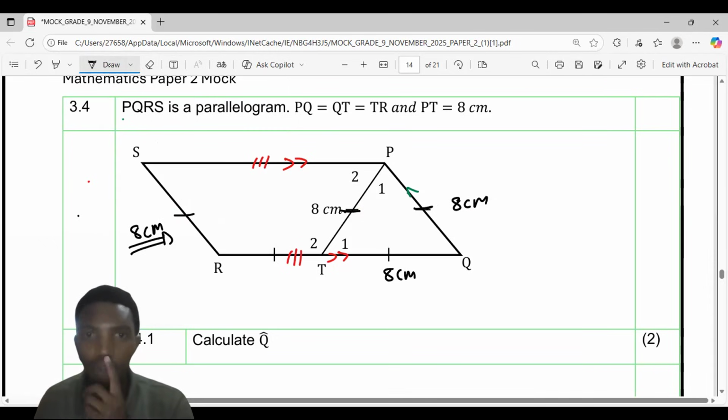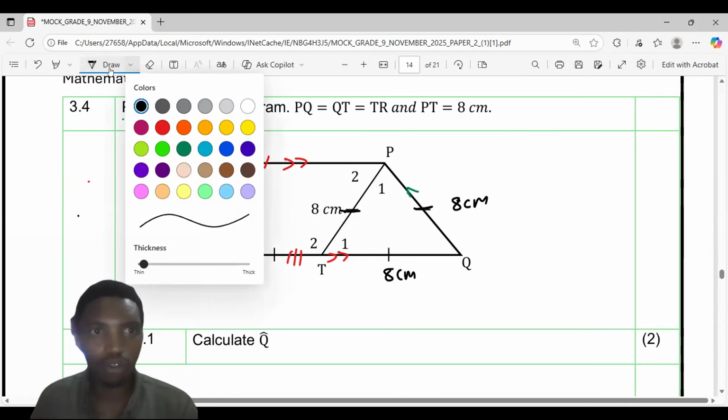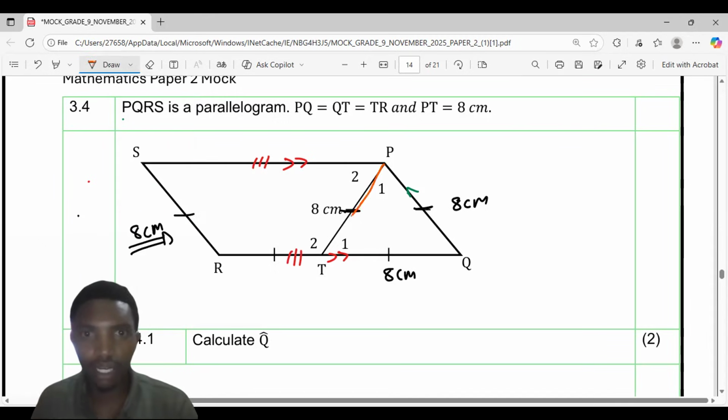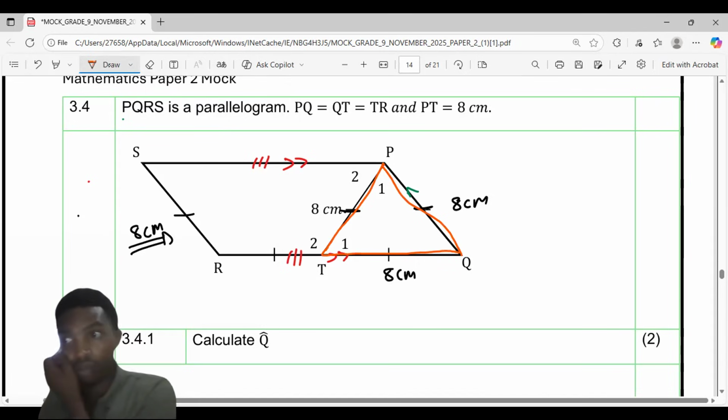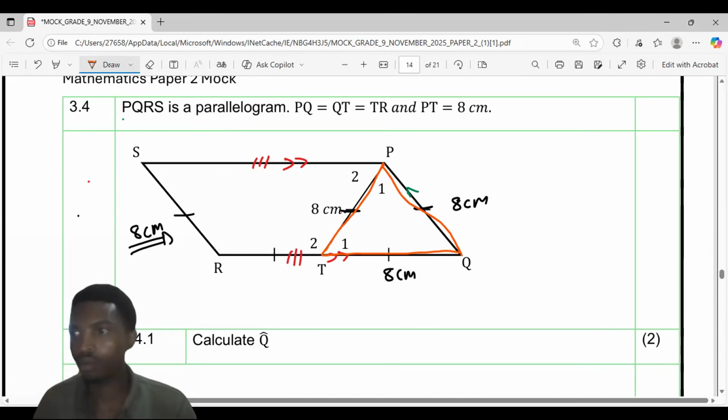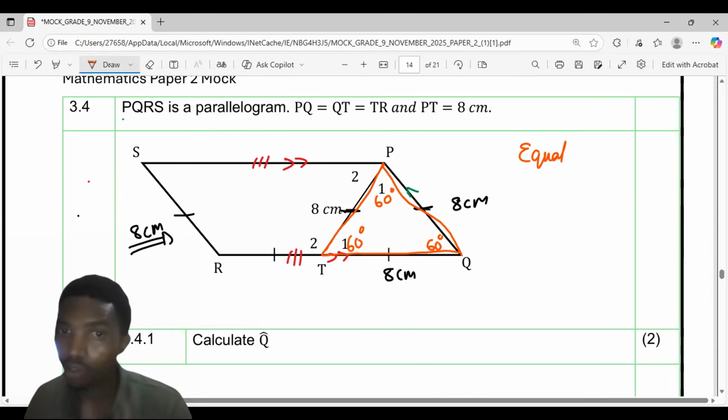And the other thing that we should also know is that, looking at this, I will use this color orange, this triangle here. What kind of a triangle is this one that has all the sides equal? It's an equilateral triangle. And remember, an equilateral triangle means that all the angles inside of it are equal, because 60 plus 60 plus 60 is going to give us 180. So that we should remember.